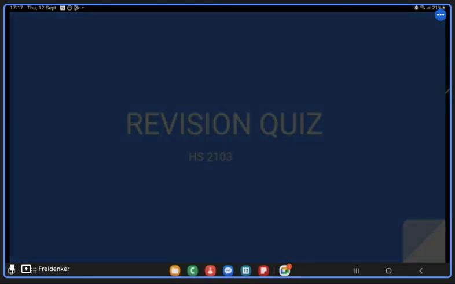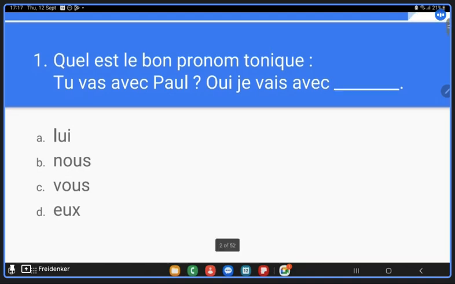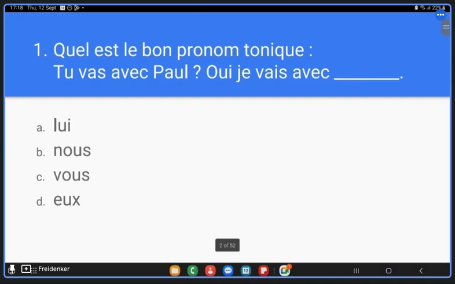So he's asking quel est le bon phonotonique. Tu vas avec Paul. It literally means you are going with Paul. Are you going with Paul? So the answer is oui, je vais avec dash. Yes, I am going with dash. Avec is a preposition, so you'll get a phonotonic there. I'm going with him, so it will be option A, because Paul can be replaced with il and il's phonotonic is lui. So oui, je vais avec lui. Option A will be the answer.